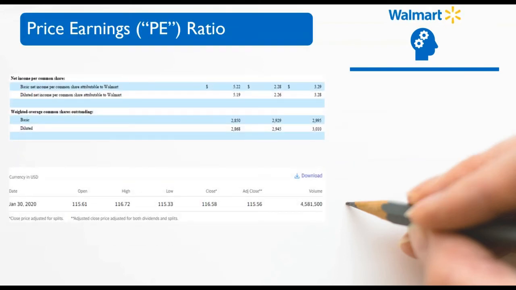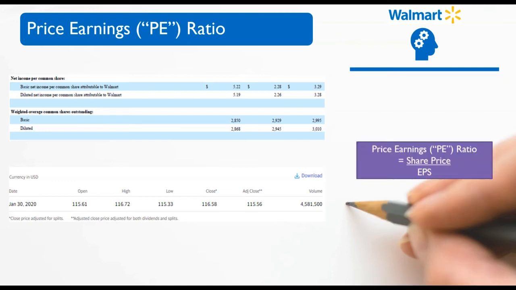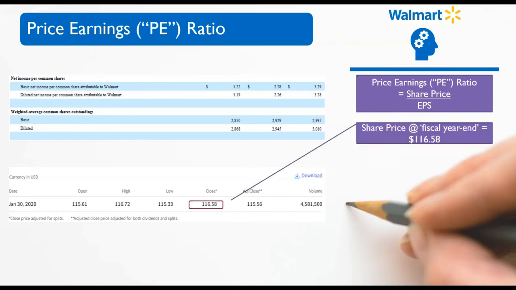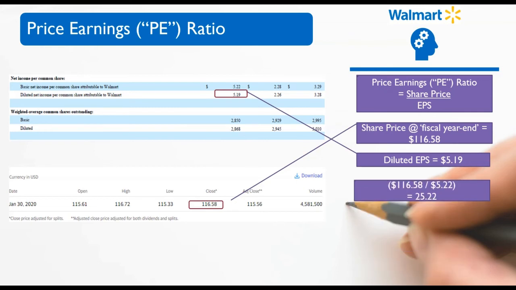Now, let's calculate this PE ratio for Walmart. Again, using the same formula, we'll take Walmart's closing share price at their year end, which was $116.58 a share. And then we'll find Walmart's diluted earnings per share for fiscal 2020, which was $5.19 a share. Taking this ratio, we come up with a PE ratio of around 25.22 for Walmart.